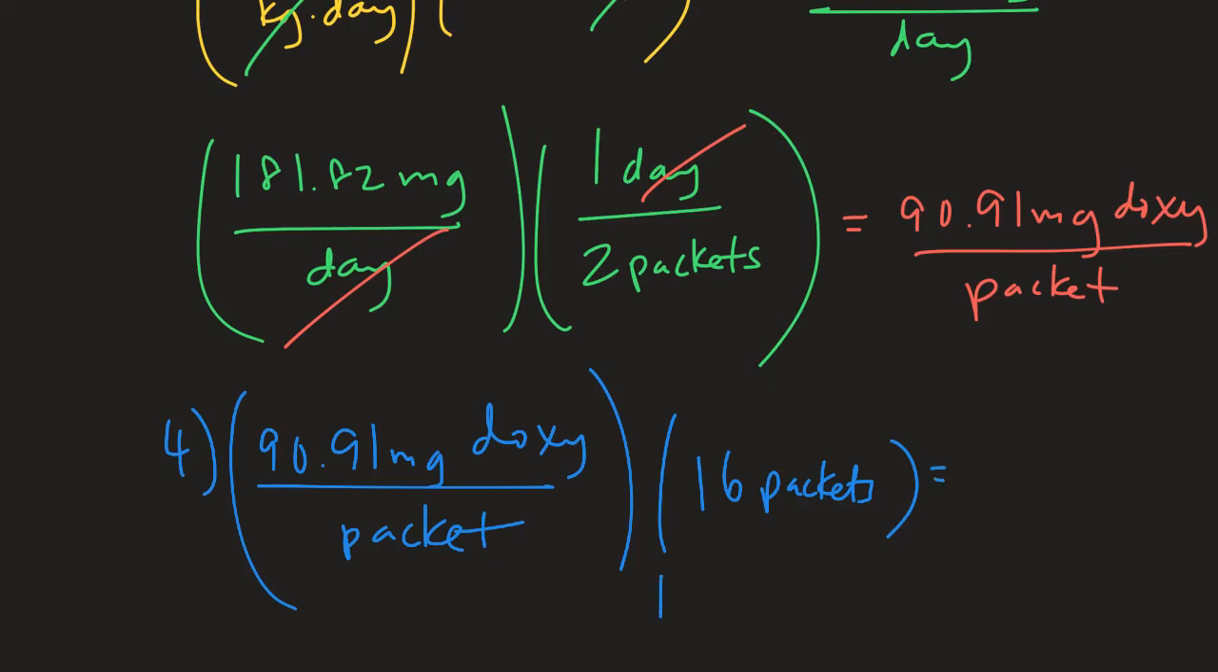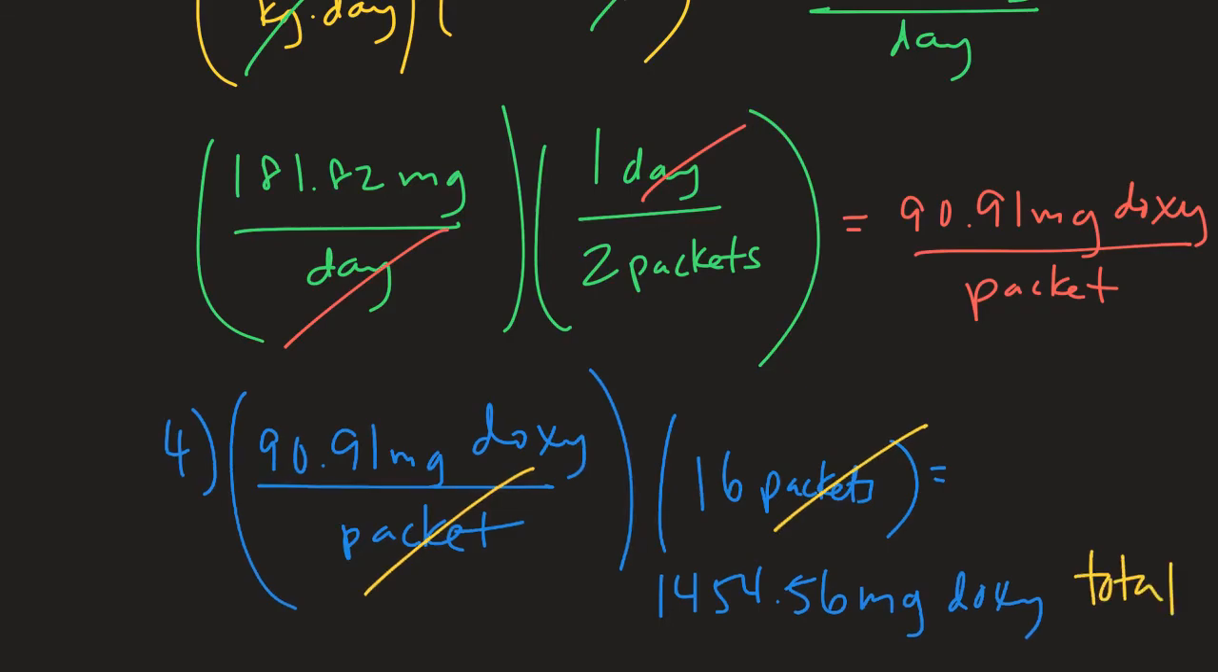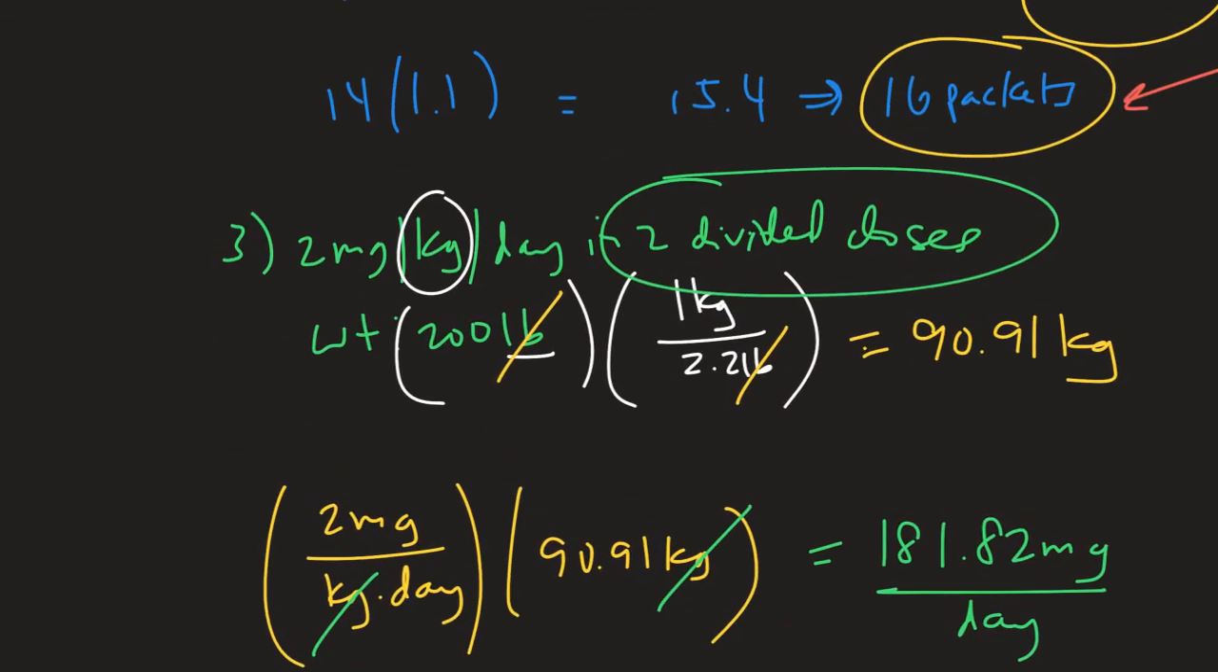That gives you 1454.56 milligrams of doxy. Since units cancel out, numerator and denominator, packets cancel out with packets, to give you 1454.56 milligrams of doxy total needed to complete the prescription.